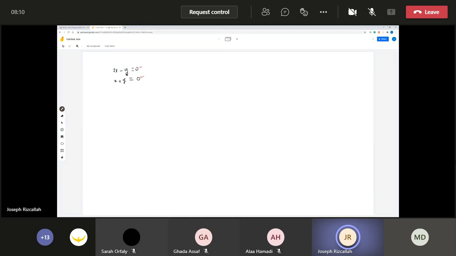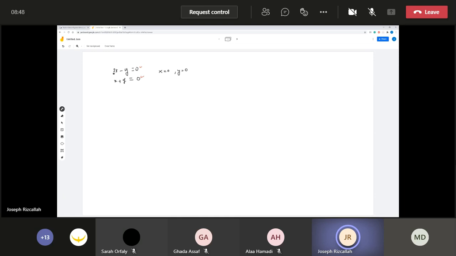Then I claim that this system is consistent, meaning that there is at least one solution. And what can this solution be? We can easily see that the solution is going to be the 0-0 solution. Because if you remember our interpretation of these equations, this is a line, and so is this. And the two lines here are passing through the origin, the 0-0 point. So x equal to 0 and y equal to 0 is a solution.